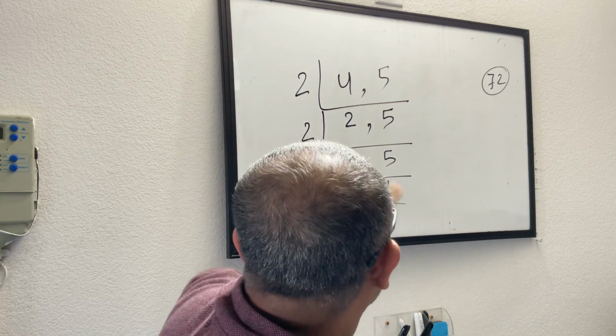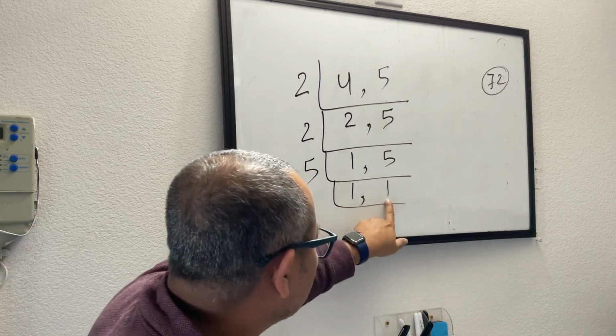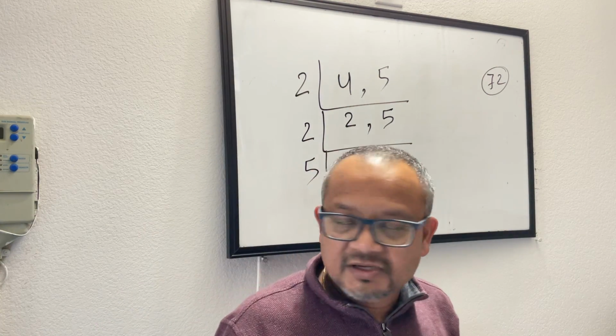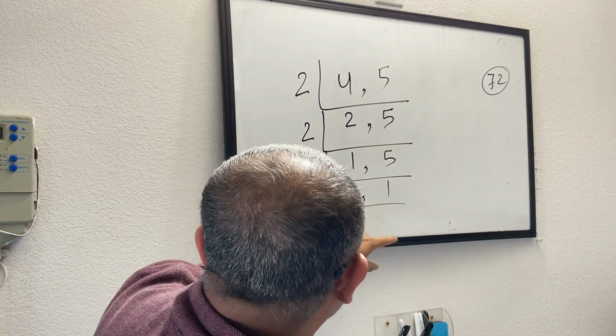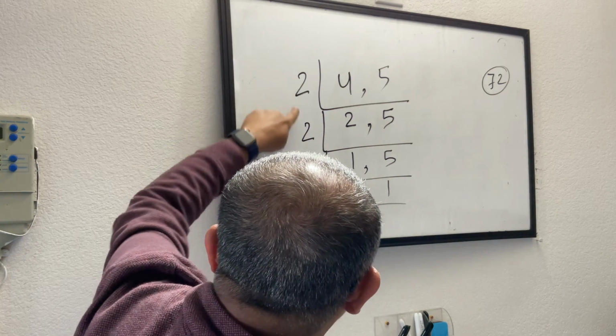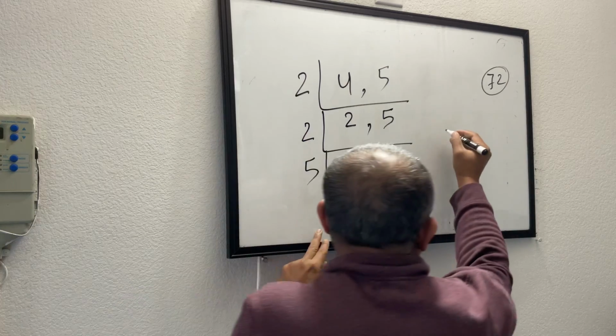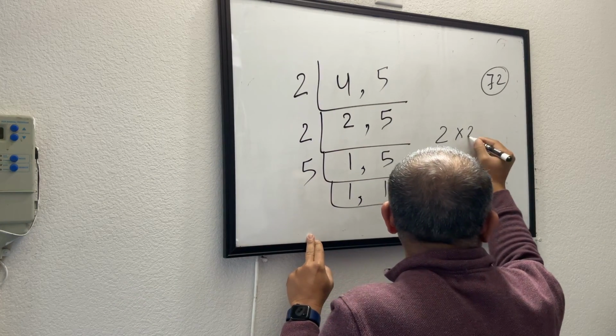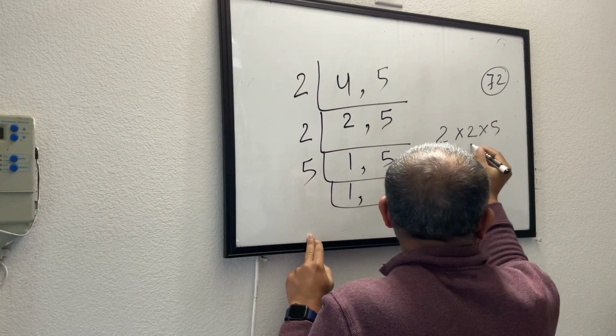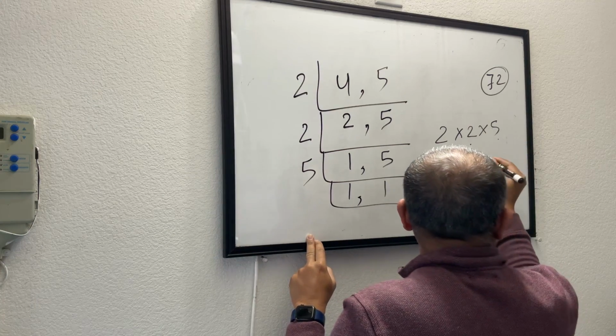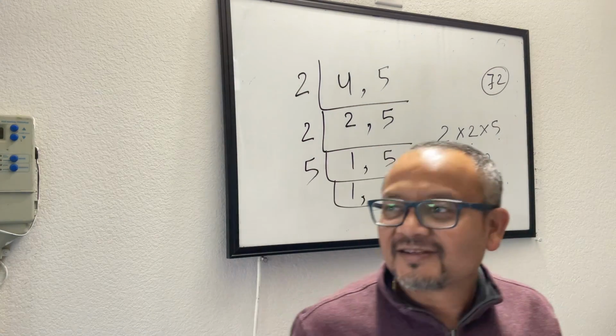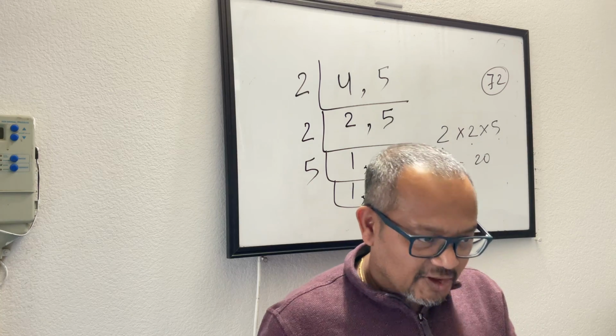Don't rush. Now, I have all 1s at the bottom. That means I can stop here. When I stop here, then I will see what are the numbers I have. 2, 2 and 5. What I have to do? I have to multiply them all. 2 times 2 is 4 times 5 is 20. That's my LCM. Okay?